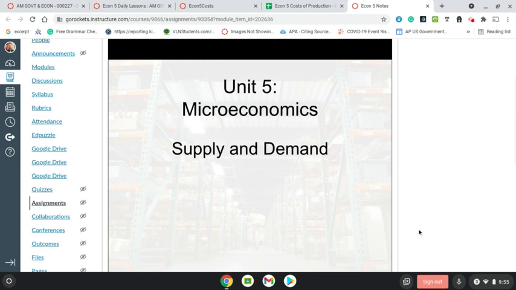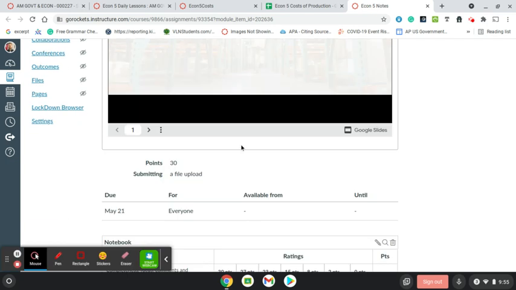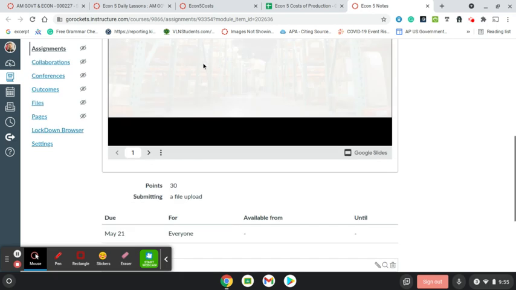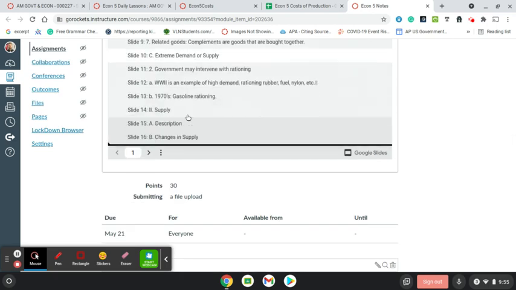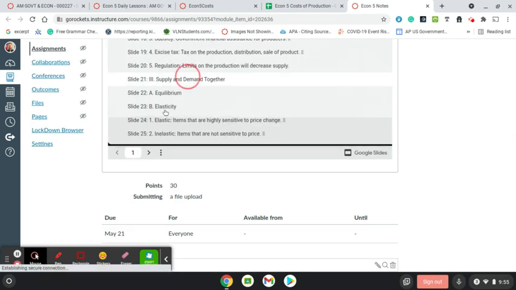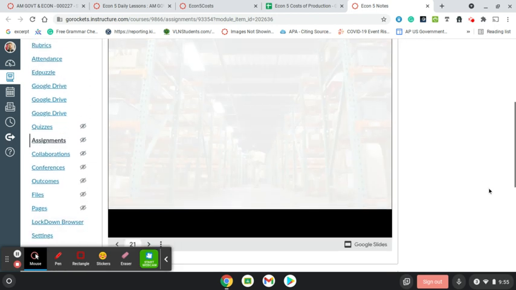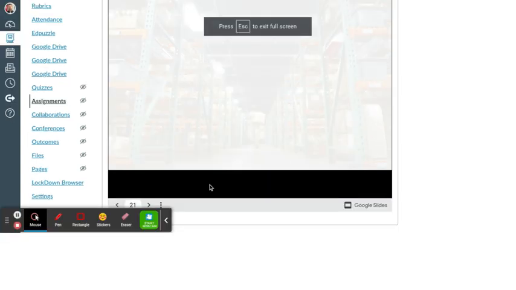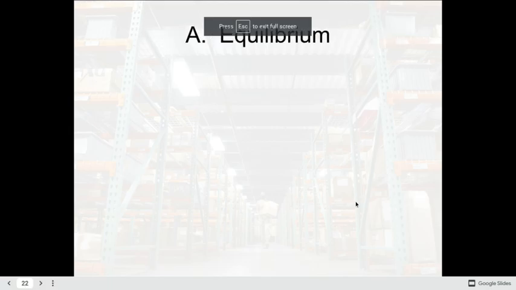And for the notes today, we'll talk about supply and demand together, because the first day we talked about demand, the second day we talked about supply. And so now we'll look at both of these. And whenever we have the two together, it's known as equilibrium.